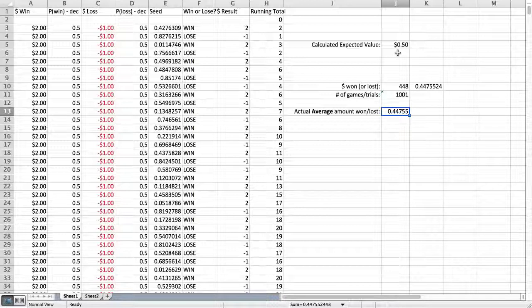So again, expected value doesn't calculate how much you're going to win or lose in one game. It calculates how much you're going to win or lose on average over the number of games played. If you play 1,000 games, you can expect to win 1,000 times 50 cents, which is $500. And you can see we won 448. So on this batch of games, we didn't do so well.